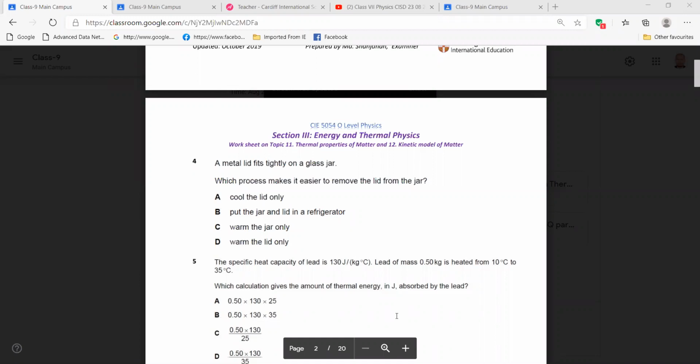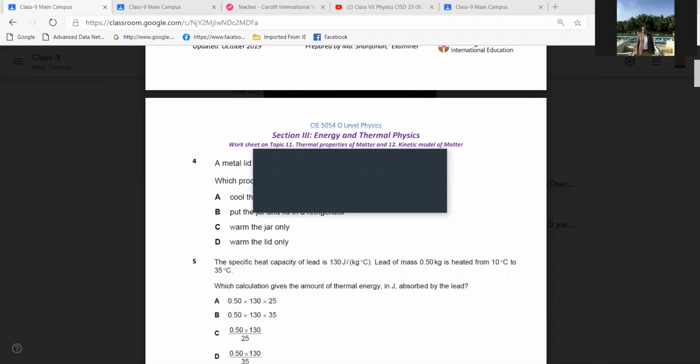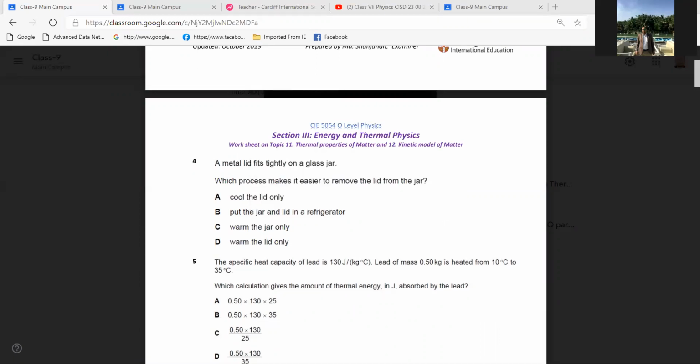The specific heat capacity of lead is 130 joules per kg degree Celsius. Lead of mass 0.5 kg is heated from 10 degrees Celsius to 35 degrees Celsius. Which calculation gives the amount of thermal energy in J absorbed by the lead? Okay, so you know the formula? Yes, sir. Formula of specific heat capacity. What is the formula? Can you remember this one? Is it written anything in your physics copy?